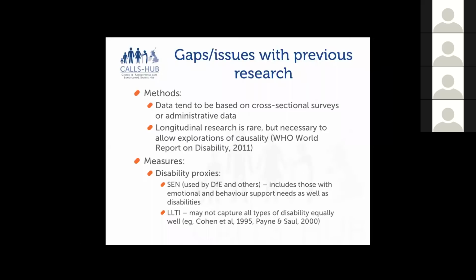So the other issue has been the measures. It's very difficult to measure disability accurately, and as I've mentioned, some different proxies have been used. Special educational needs has been used by the Department for Education and others, but that includes those with emotional and behavioural support needs as well as disabilities, so it's not really a very close proxy. Limiting long-term illness is the one that's most widely used. However, there has been some research suggesting that that might not capture all types of disability equally well. In particular, more hidden disabilities like mental health tend not to be picked up by LLTI questions. It tends to be more physical disabilities.